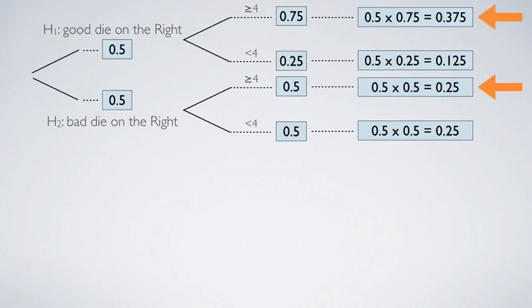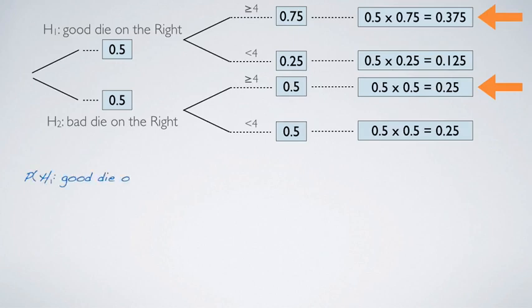So these are the two outcomes that we're most interested in. The very top branch and the third branch. Good die on the right and roll a number greater than or equal to 4, or bad die on the right and roll a number greater than or equal to 4. We had earlier asked you guys to think about how the probability changes for the first hypothesis being true.